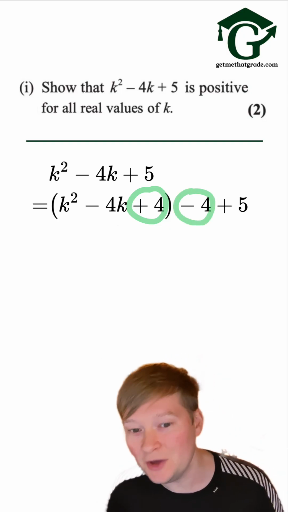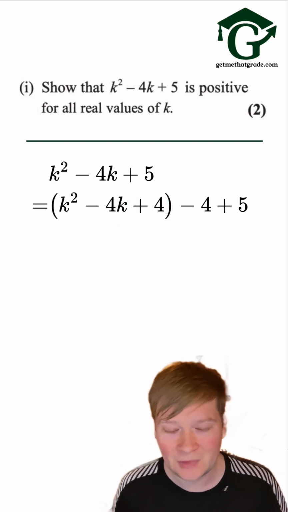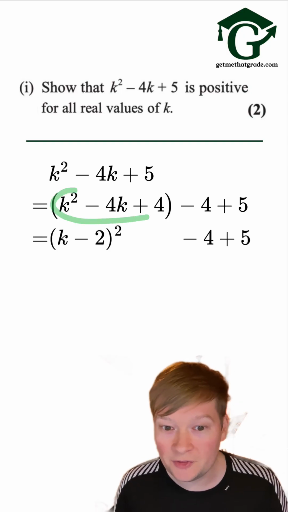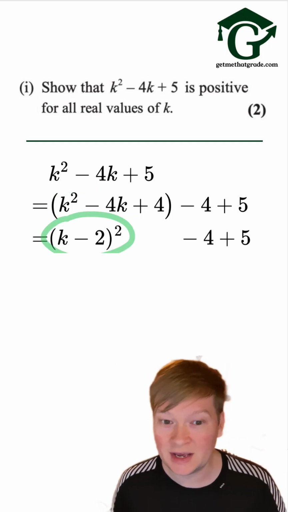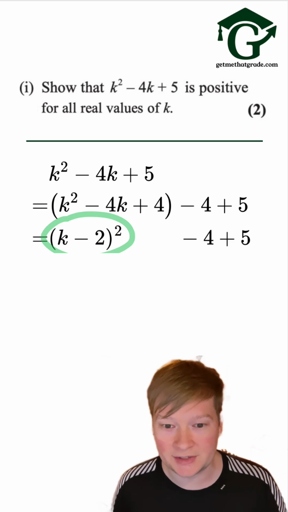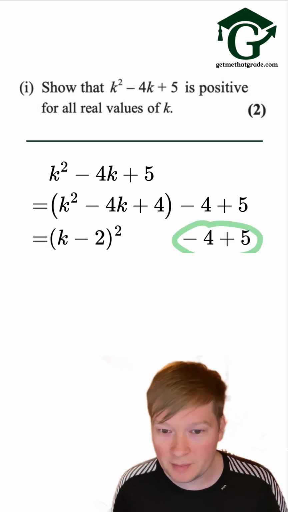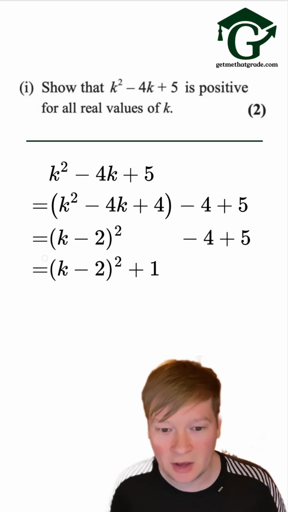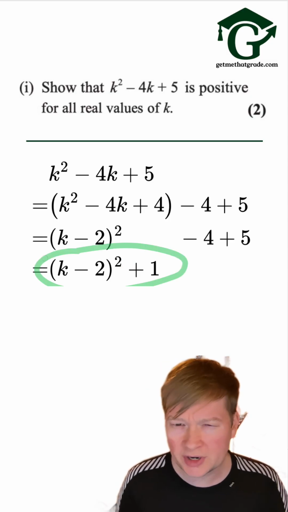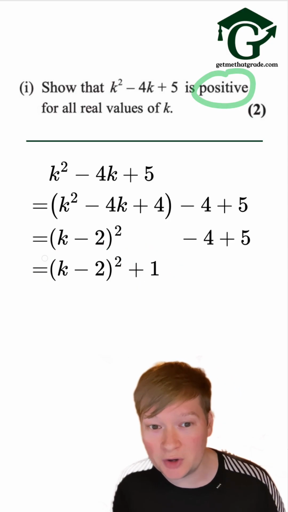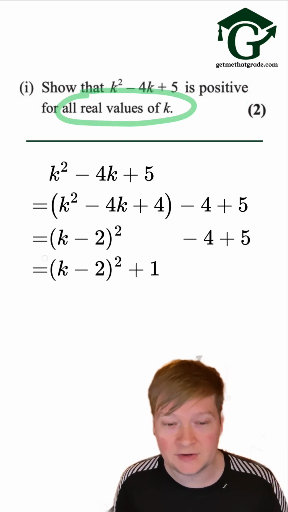Really, I've done nothing, right? Plus 0. Why have I done this? Well, this part you should recognise as k minus 2 all squared. That's the completed square part. If we combine the minus 4 and the plus 5 together, we get plus 1. How does this help us? Remember what we're trying to do. We're trying to show that this is positive for all real values of k.